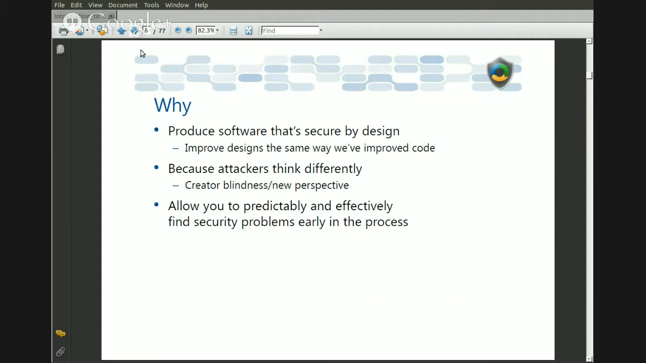And then here it says attackers think differently. Attackers are looking for exploits, right? If you're an attacker, you think, okay, I'm going to look at this particular product because I know they have weak designs. It's going to be easier for me to attack this particular product.